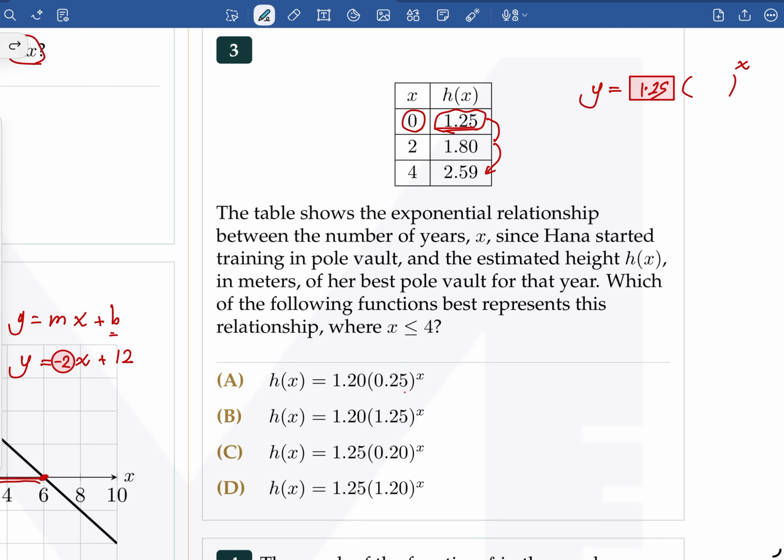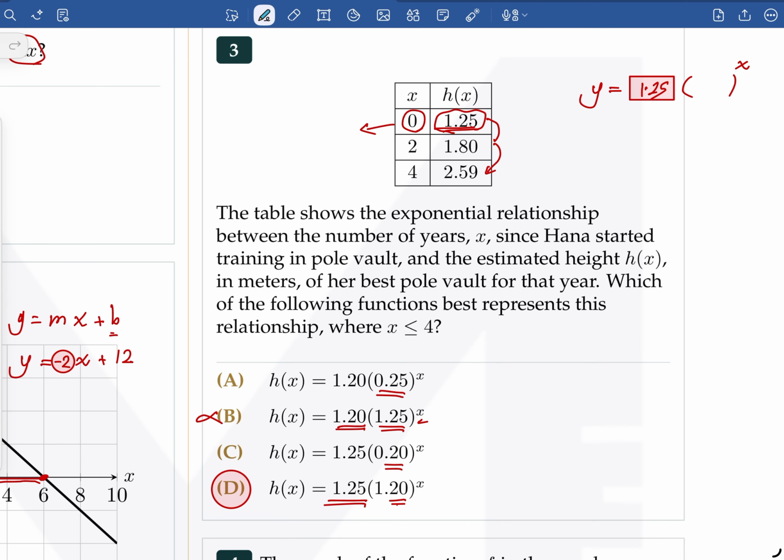In the first option, it's less than 1. The second one, 1.25, that's okay, it's greater than 1. Here, less than 1. Here, greater than 1. But which one is correct? We have to exclude this one because the initial is not 1.25. It should be 1.25 because it's with the 0 number. So the answer is letter D because it has the two conditions applied.